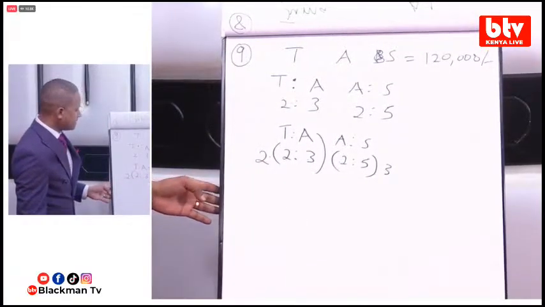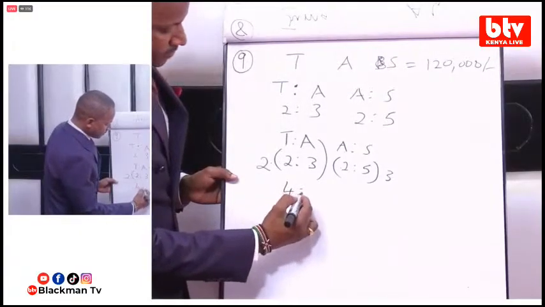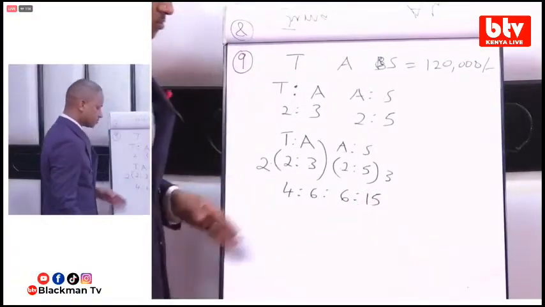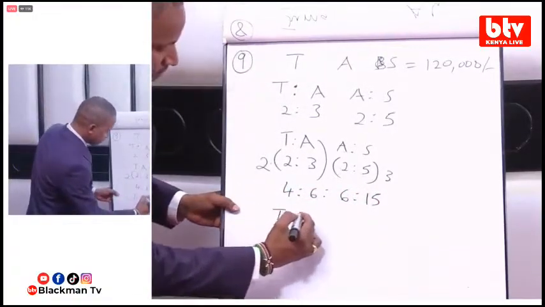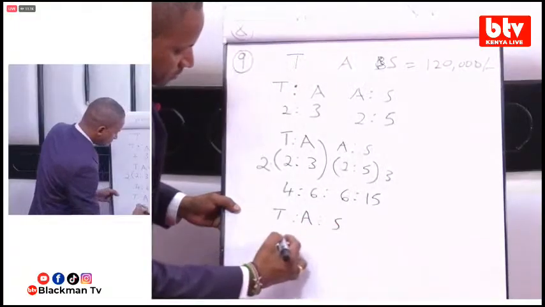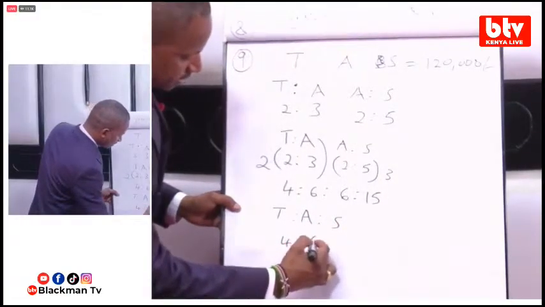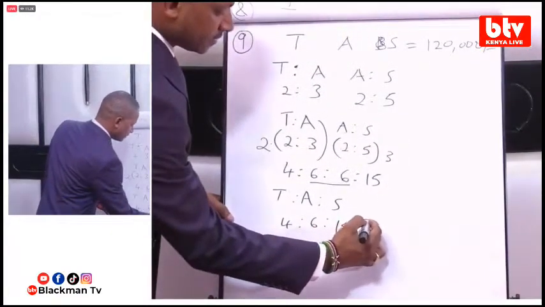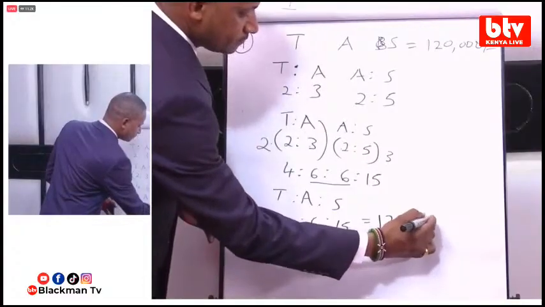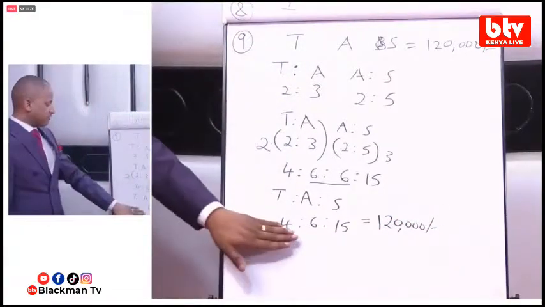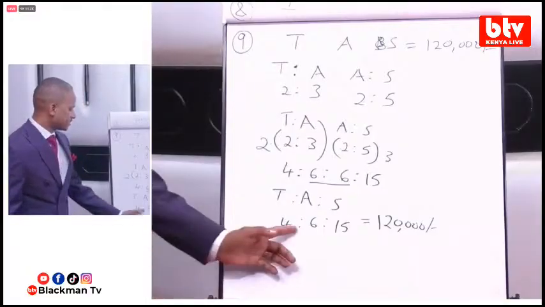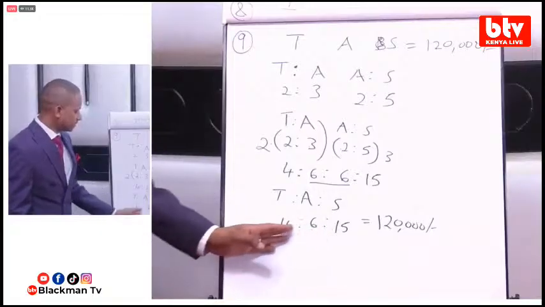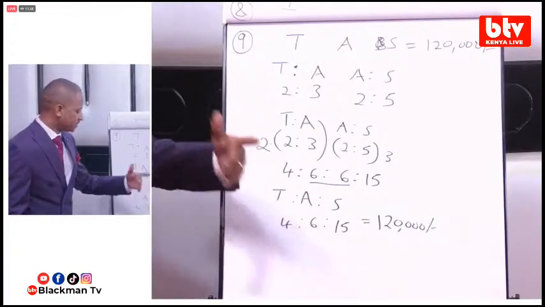Okay? Then you open it. This is 4 ratio 6 to 6 ratio 15. So therefore, you have a clear ratio here of Tumaini to Abu to Sifuna, which is 4 to 6 to 15. Now you see this is harmonized. They contributed a total of 120,000 shillings. So when you have this ratio and you have this amount, you just get the total ratio here. So the total ratio here is 4 plus 6 is 10, plus 15 is 25.